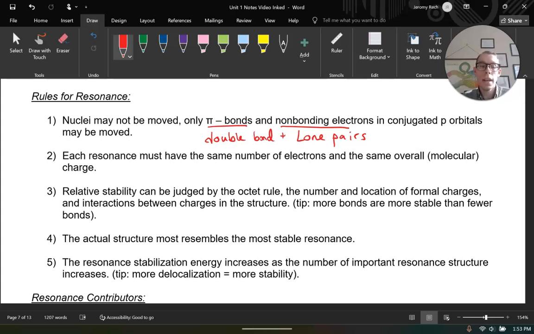If everything does have a full octet, your major contributors are going to be the ones that want that charge the most. And that's going to deal with electronegativity, where if you have a negative charge, you want to move that negative charge to the most electronegative element.